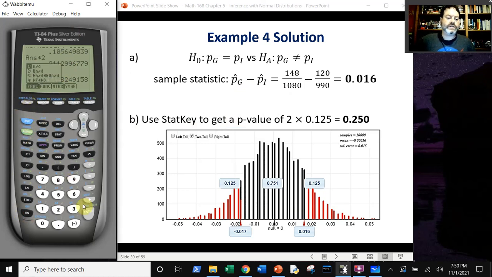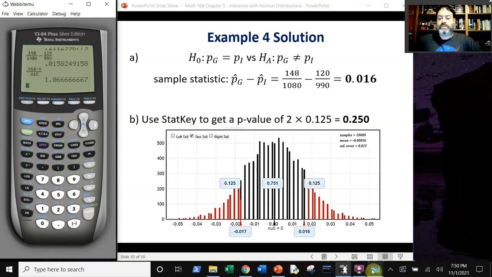So it's just going to be the sample statistic minus the null parameter divided by the standard error. So we get our sample statistic, 0.016. The null parameter for difference in proportions is 0. And I'm going to use this standard error here, 0.015. Again, if you get a slightly different number, it's going to be fine. And I got 1.067. So this is my z-score.